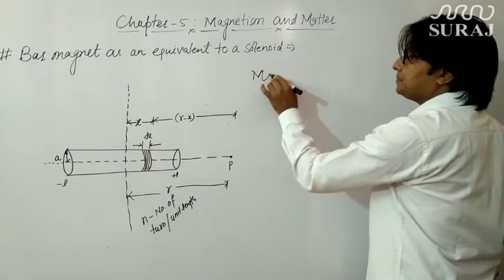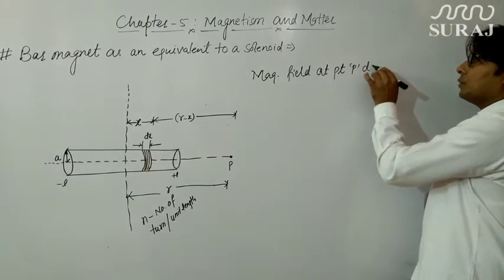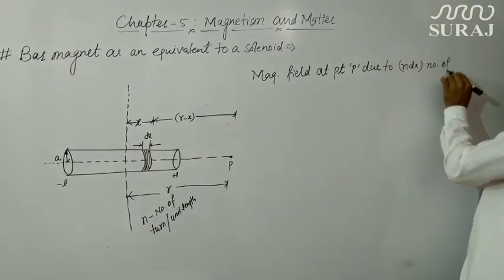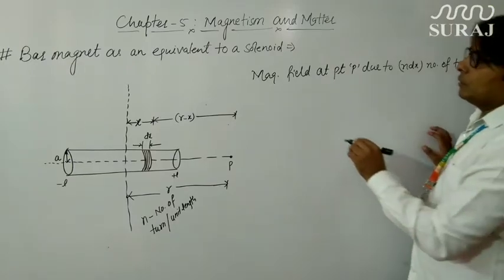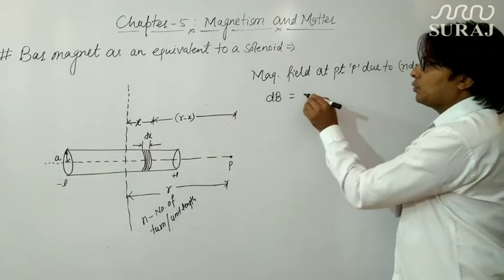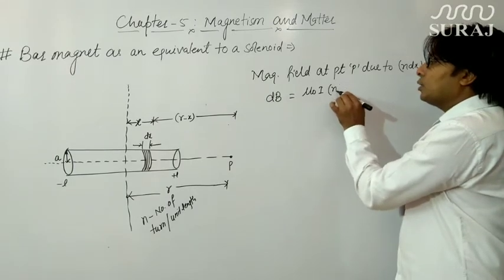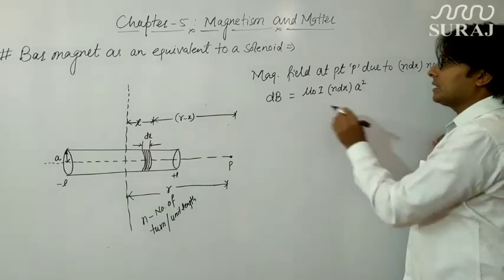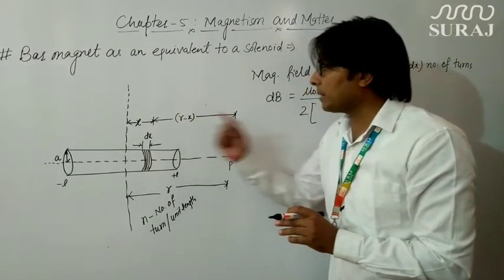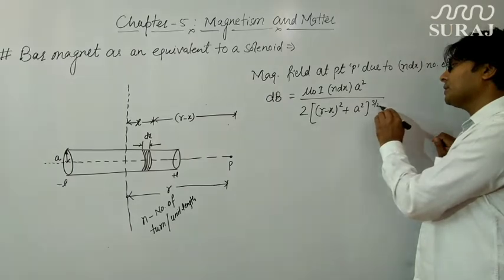So the magnetic field at point P due to n into dx number of turns which are at r minus x distance will be, suppose current I is flowing through all the loops, dB equals mu 0 I n into dx number of turns, a square, where a is the radius, divided by 2, and in place of x square it is r minus x whole square plus a square raised to the power 3 by 2.